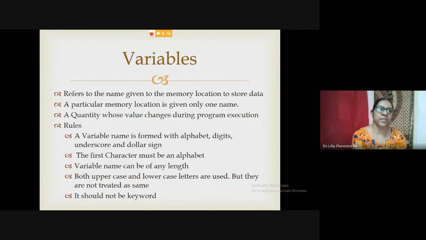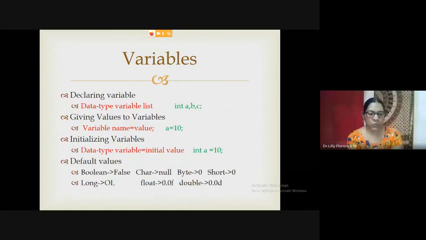Next, declarations. Declaration is very, very important in Java programming. For any variable you are using, it must be declared before it is referred to. This is the syntax for a declaration statement: data type, which may be a primitive data type or a non-primitive data type, and the name of the variable. If you want to declare 2 or 3 variables, you can give them like this using commas.